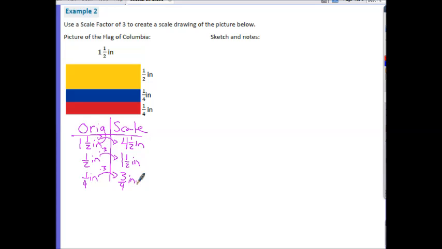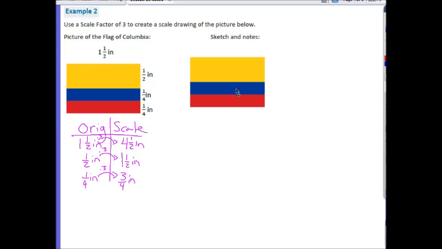So I need to create a scale drawing. Now for the purposes of this, I'm going to just take the image and stretch it, but you would need to actually draw it out yourself, and you will need to use a ruler to measure out those lengths if you were doing this on a test or anything like that. So let's see, we'll take it and I'm just going to stretch it.